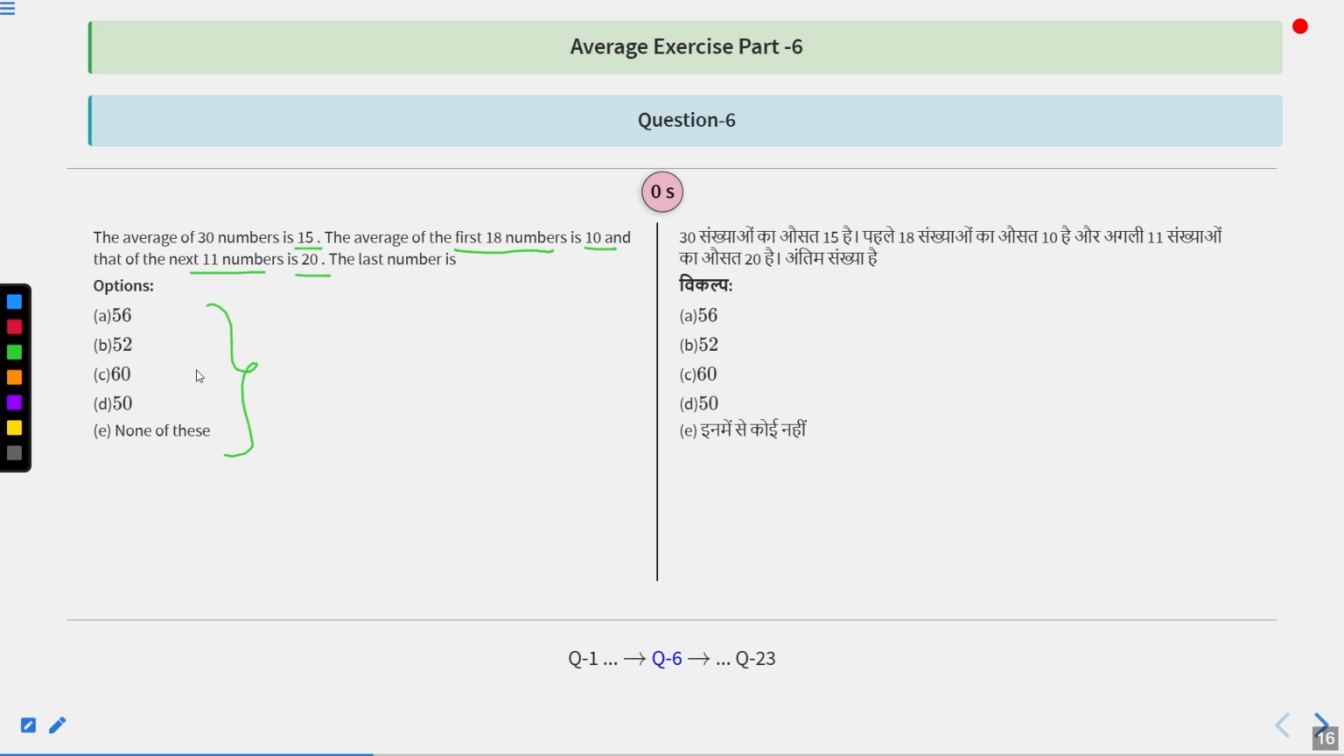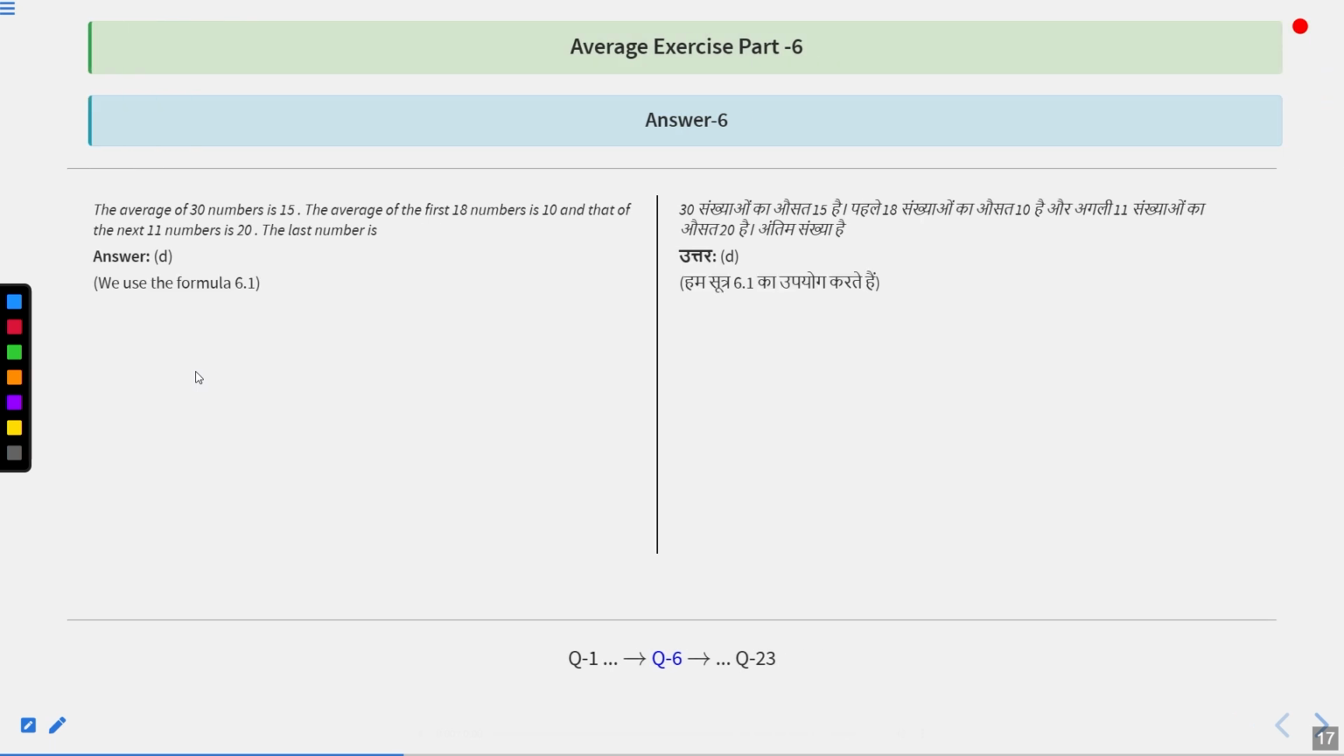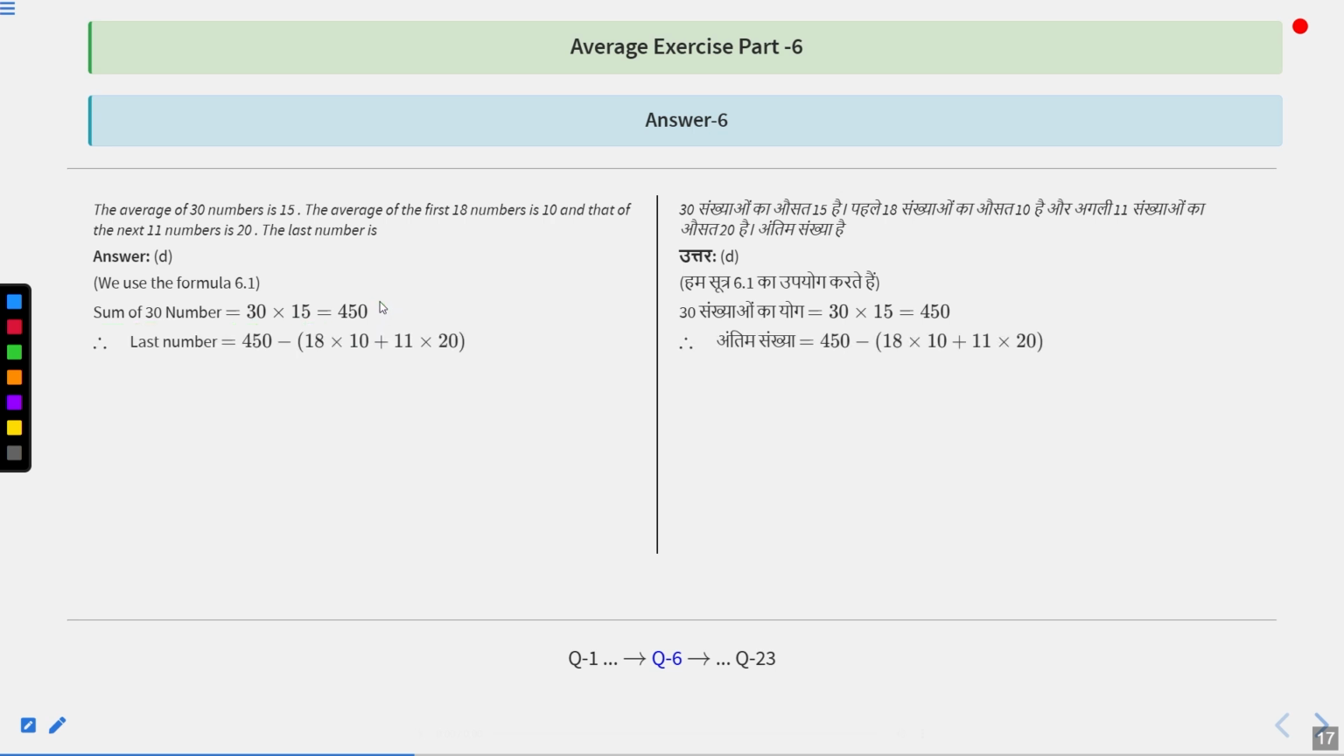Now time's up. Let's see the solution. We use formula 6.1. According to the question, the sum of 30 numbers will become 30 into 15, which is 450. The average of the first 18 is 10 and that of the next 11 is 20. So the total sum of the first 18 numbers will be 18 into 10 and the next 11 numbers will sum to 11 into 20. So the last number will be 450 minus 180 minus 220, which is 50. D is the correct answer. Next one.